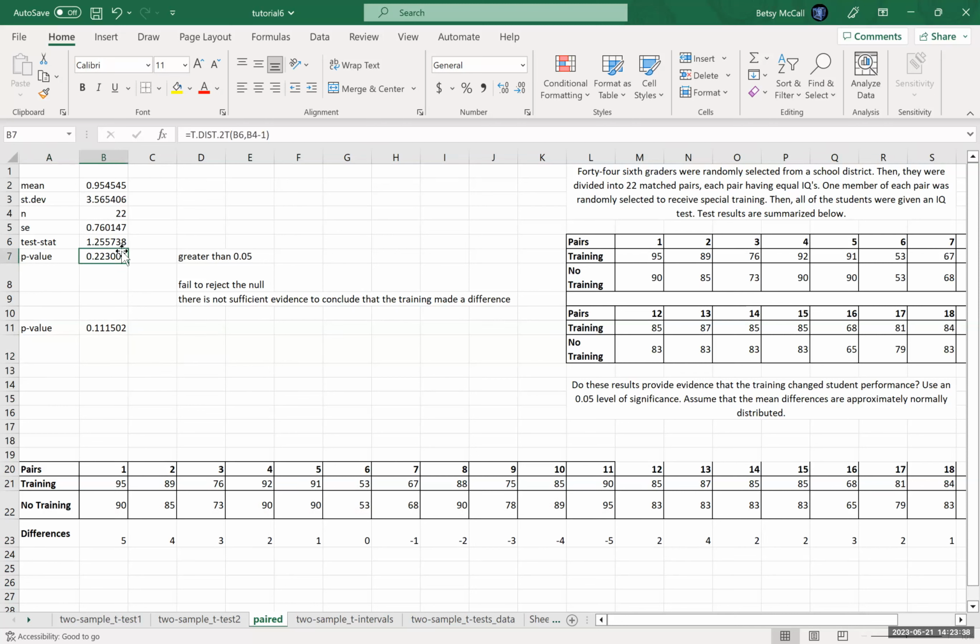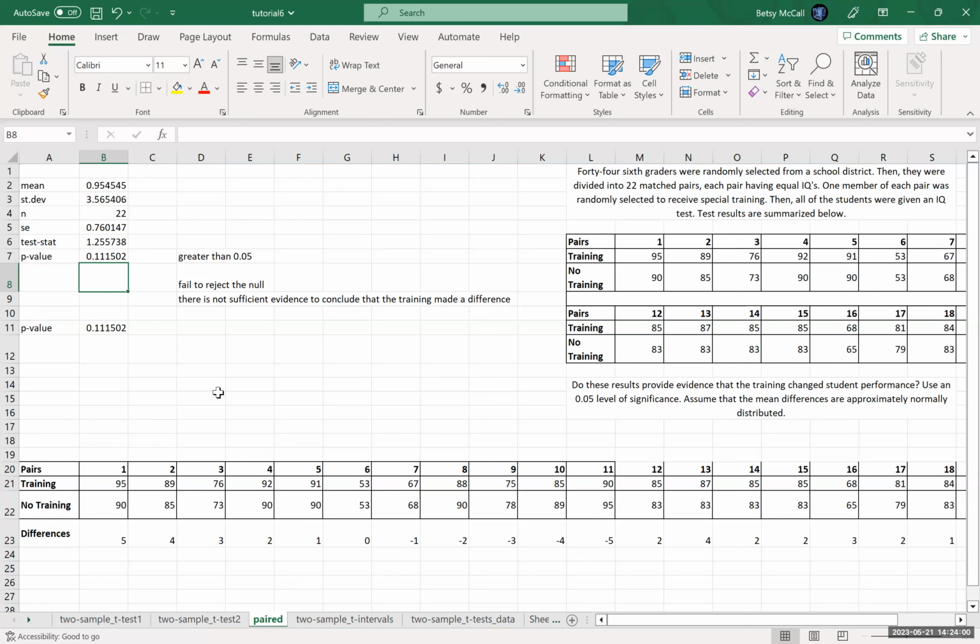Oh, I did the two-tailed one. I shouldn't have done the two-tailed one. I should have done the right-tailed one. See, that's not me paying attention. There we go. It doesn't change our conclusion any, but it's important to have the right p-value. Okay, so that's that version of it. So you can do it with the t.test.